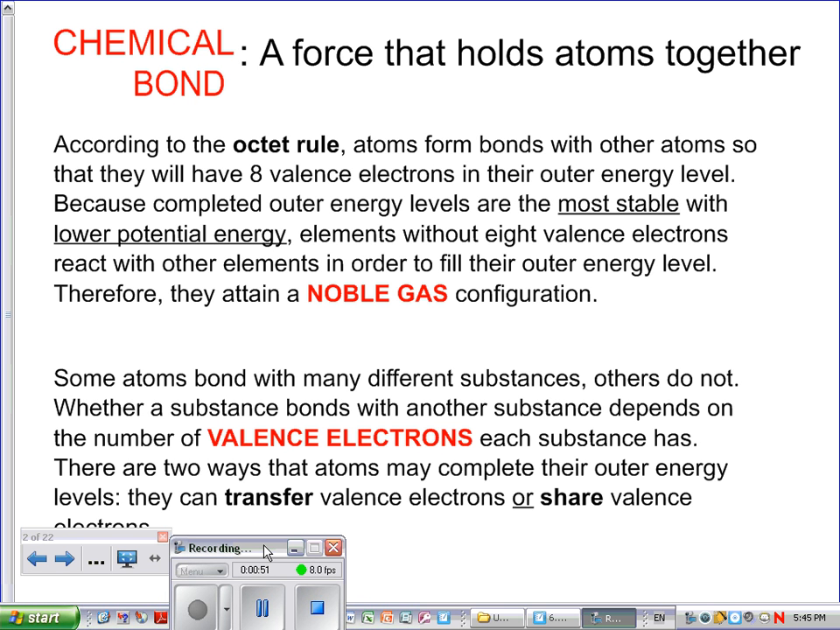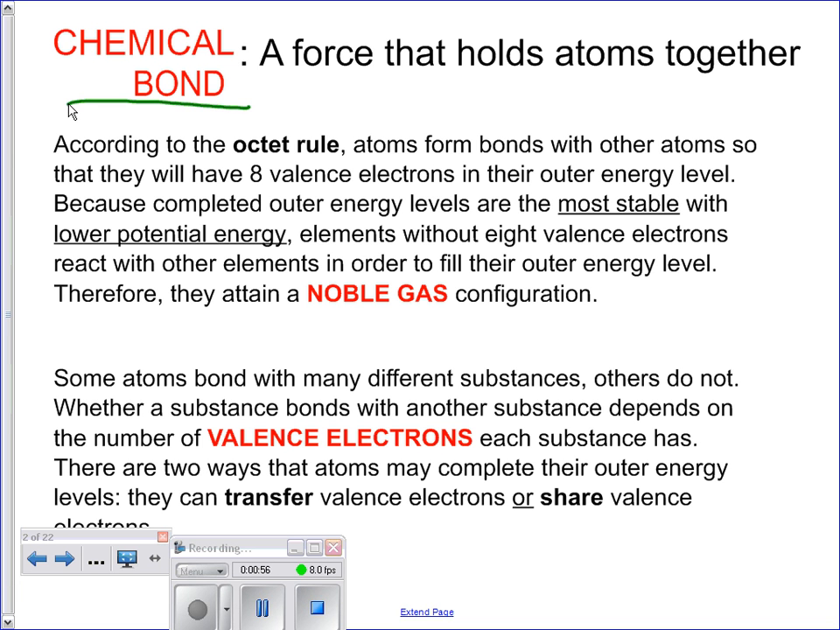So the first term I want you guys to write down is chemical bond. Chemical bond is a force that holds atoms together.